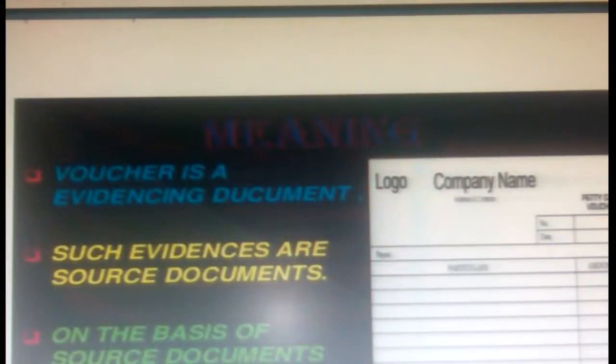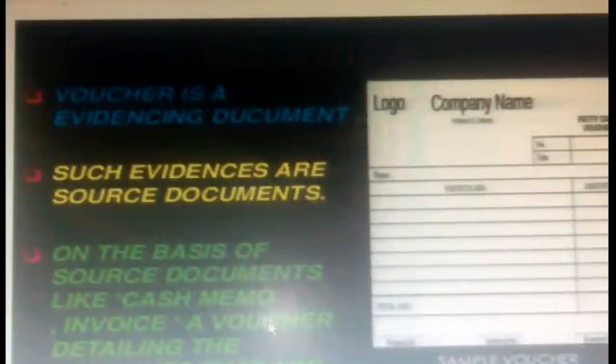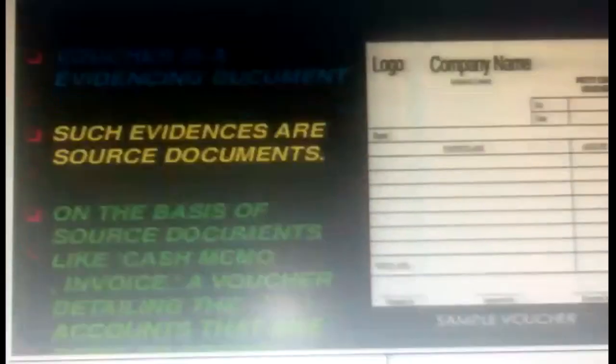Suppose you buy a computer or a cell phone, you have to get the bill, correct? That bill is called a voucher. For your company, if you are buying anything, you have to prepare the voucher. For that voucher, you need some supporting document, correct? Such evidence is the source document. On the basis of source documents like cash memo, invoice and vouchers, the meaning of voucher is evidence of document. In accountancy, evidence is very important, correct?